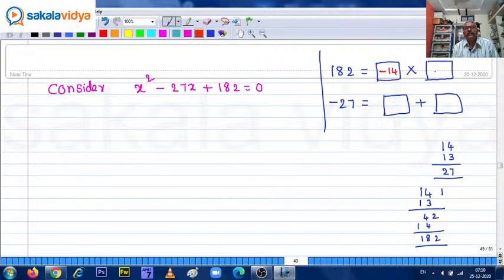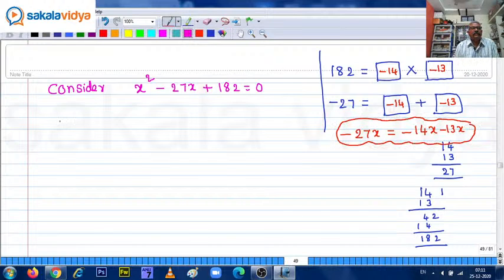So that means we can write minus 14 and minus 13. Minus 14 plus minus 13 is minus 27. Minus 14 into minus 13 is plus 182. Understood now? So the minus 27x can be written as minus 14x minus 13x.